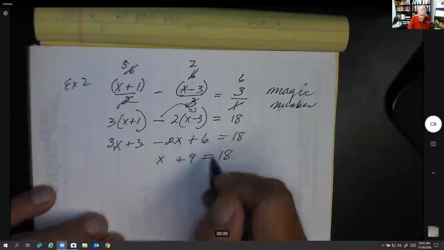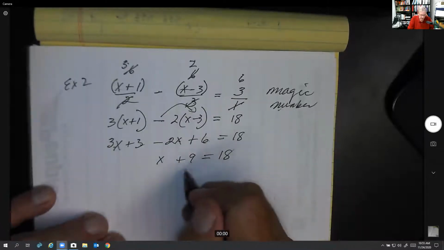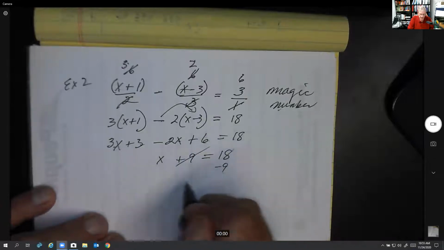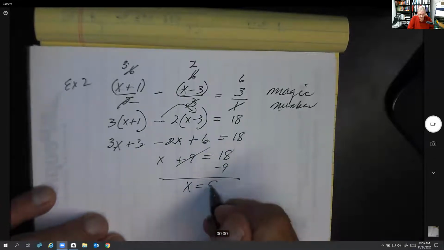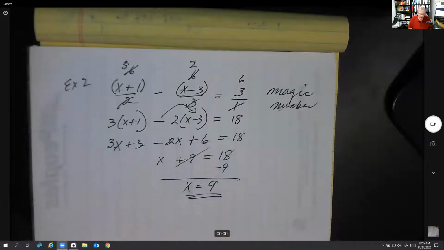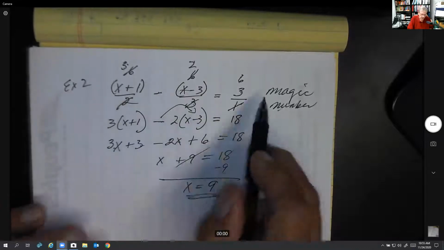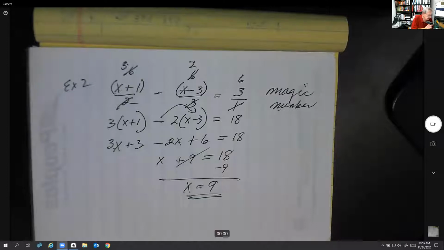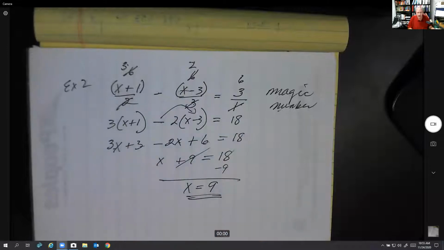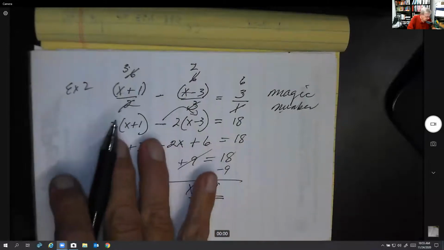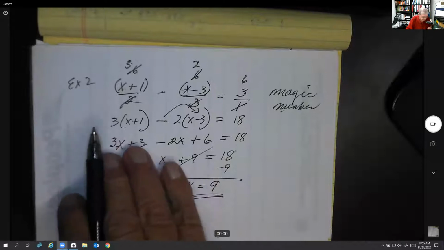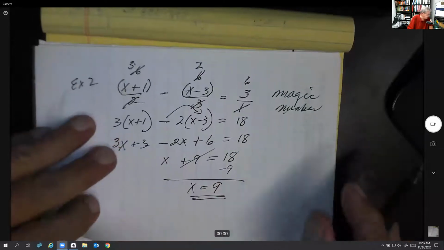Finally solve it. Subtract 9 from both sides. x is 9. Now we want to make sure 9 works. You know, we can't have any zeros. So this looks pretty good. And our answer is 9. All these x's in this problem are equal to 9. All right, let's try another one here. I'm not doing the checks on them, but I probably will on this one.